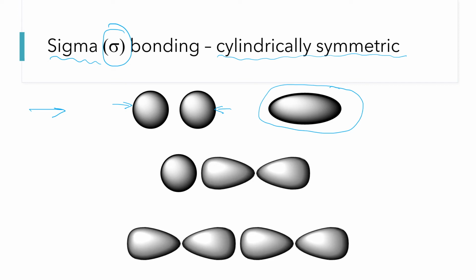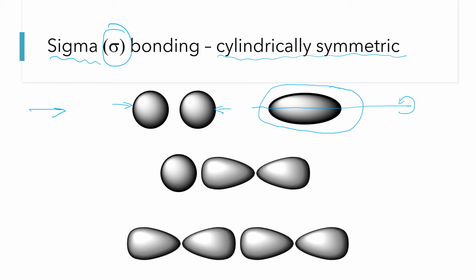Think about it this way: if we were to put these two atoms in this bond on a skewer, and that skewer went through both nuclei, and then we were to rotate the bond around that skewer, it would look the same no matter what angle we rotated it through. That's how we identify something as being cylindrically symmetric. If we can rotate it along that internuclear axis and see the same electron distribution, it's cylindrically symmetric, and we're going to call that a sigma bond.